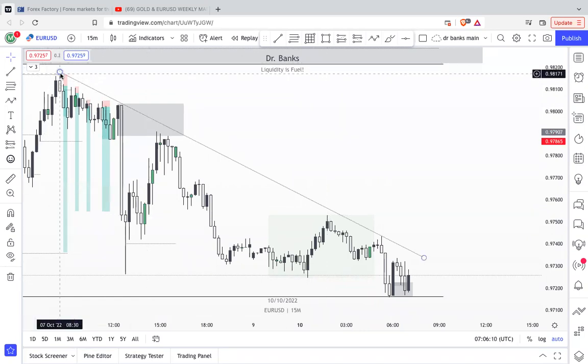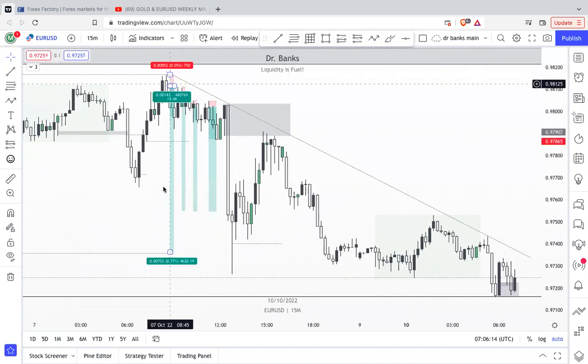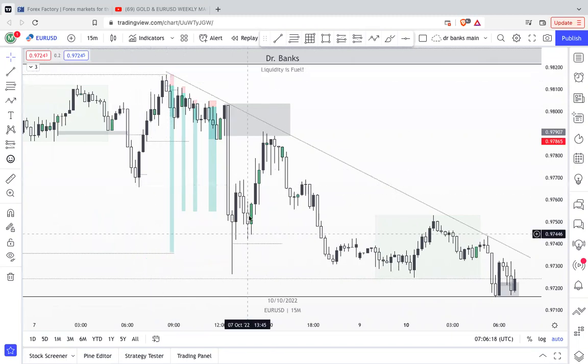Yes. This one? Yeah. Why did I take it as a break of structure? It's actually a break of structure now. This is the origin. This is the break. Price came back into filling this and then continued to dump.